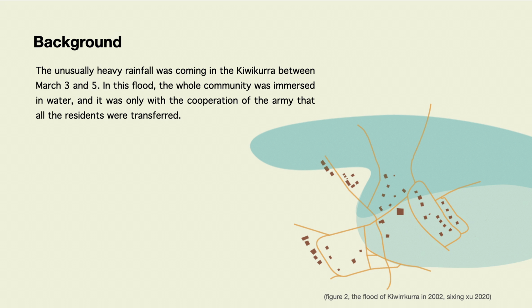Because of unusually heavy rainfall in 2002, between March 3 and 5, Kiwirrkurra faced an unusual flood. This flood affected the whole community, and the whole community was immersed in water. It was only through the cooperation of the army that all the residents were transferred.